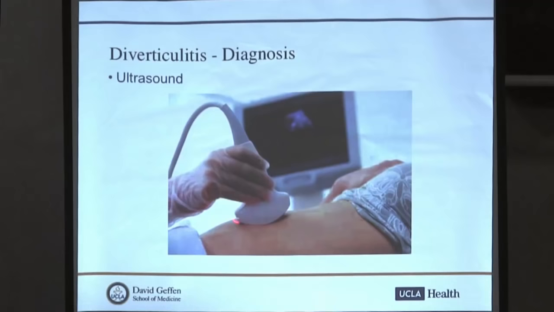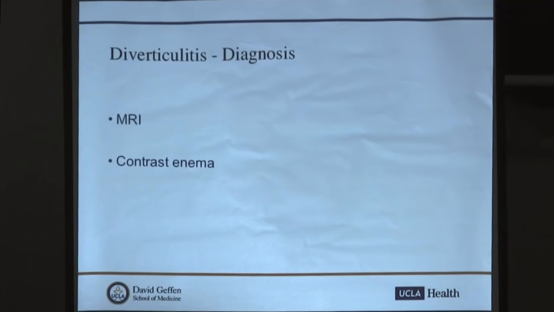Another imaging modality that we use is ultrasound. An ultrasound, through this probe, generates sound waves that are sent towards the colon, and the echoes create a picture called a sonogram. Other modalities include MRI and a contrast enema, usually with barium. But generally, the study that's preferred is a CT scan. MRI is also good, but it's more time-consuming. If a test is needed on a more urgent basis, a CT scan is done.